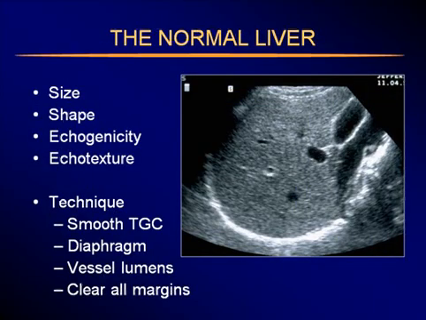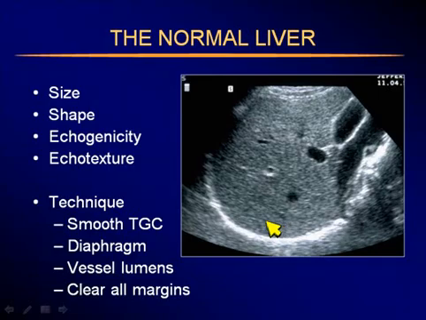Now, the normal liver, when we look at it sonographically, we pay attention to the size of the liver, the shape of the liver, the echogenicity, and the echotexture. The echogenicity and echotexture are two different things. Echogenicity has to do with the level of brightness of the liver parenchyma, and we use portal vein walls to compare that. And texture has more to do with the homogeneity of the liver.